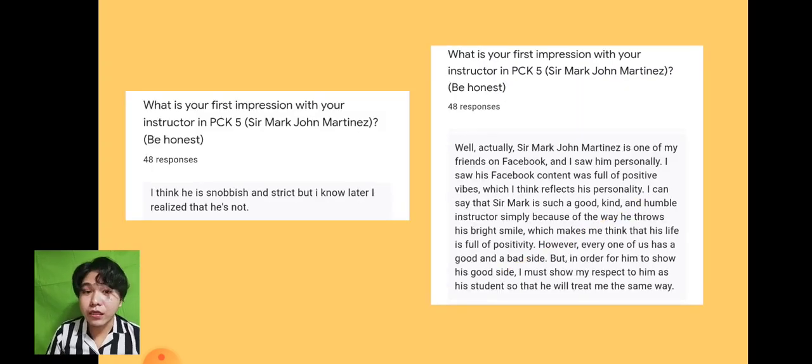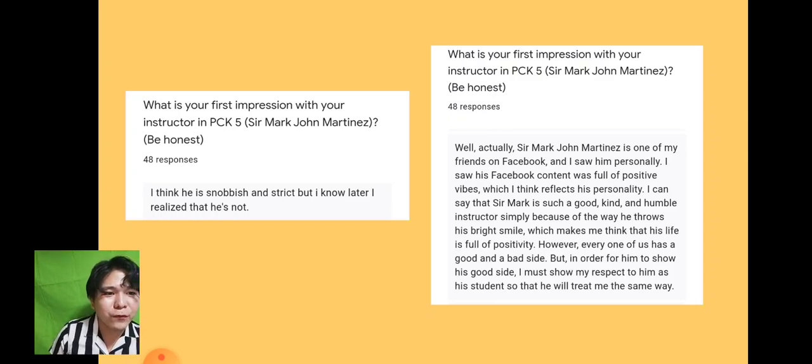So next, I thought he is snobbish and strict, but I later realized that he is not. Okay. Actually, Sir Mark John Martinez is one of my friends on Facebook, and I saw his Facebook content was full of positive vibes. Thank you so much. I think that reflects his personality. I can say that Sir Mark is such a good, kind, and humble instructor simply because of the way he throws his bright smile, which makes me think that his life is full of positivity. Or shall I say optimism.